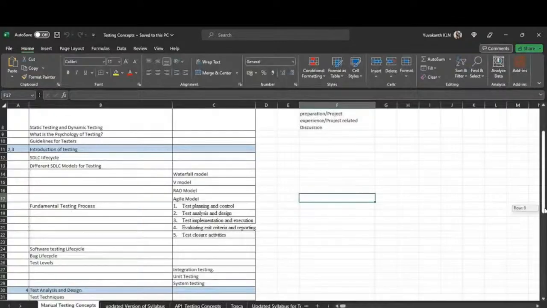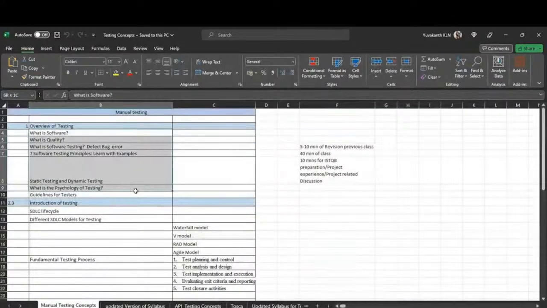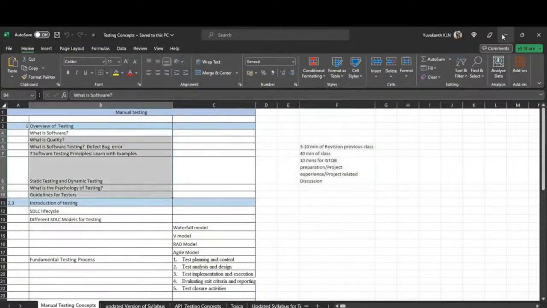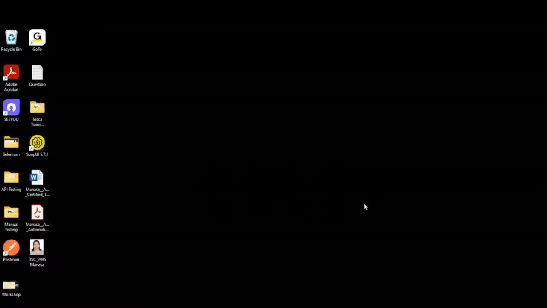So we will have all the timelines here. This is what I have planned for day 1. If you have any questions or anything else that you want me to include, feel free to tell me and I will surely include those things and we can go ahead with our testing.